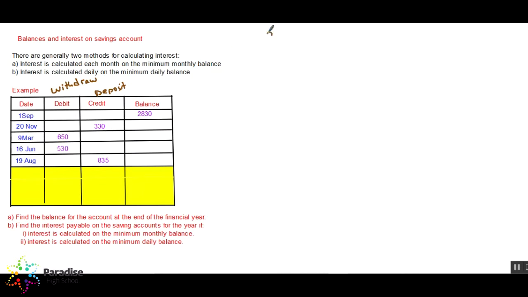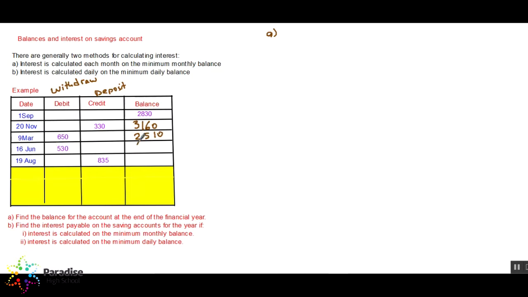the financial year. In order to answer question A, we have to find the balance. Since there is a credit of 330 kina, we take 2,830, the last balance, and put 330 on top of it. So that makes 3,160 kina. And on 9th of March, you withdraw 650 kina, so minus 650, that makes 2,510 kina.